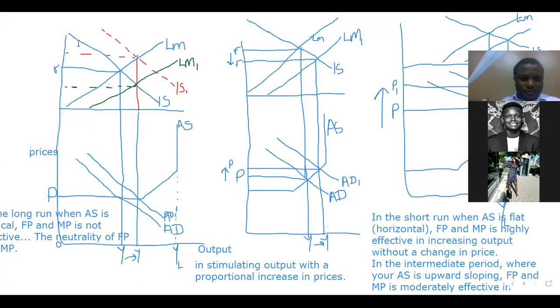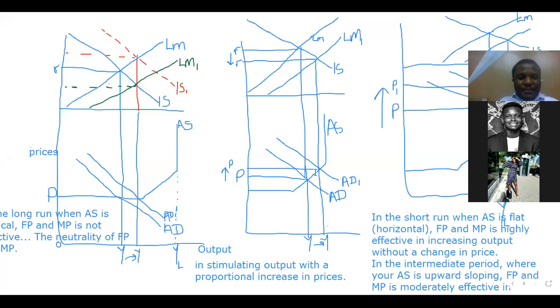Sir, please, I don't understand this last graph for the long run. From the part where there was an expansionary monetary policy, I didn't get how you did the AD2 and the P1.